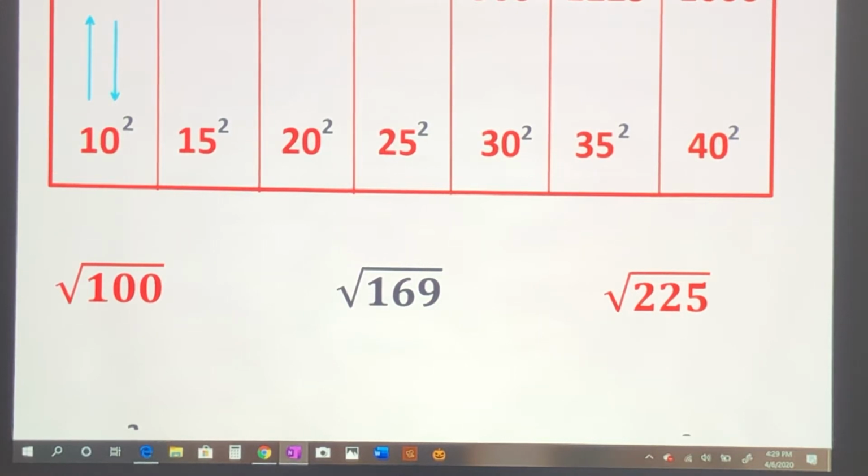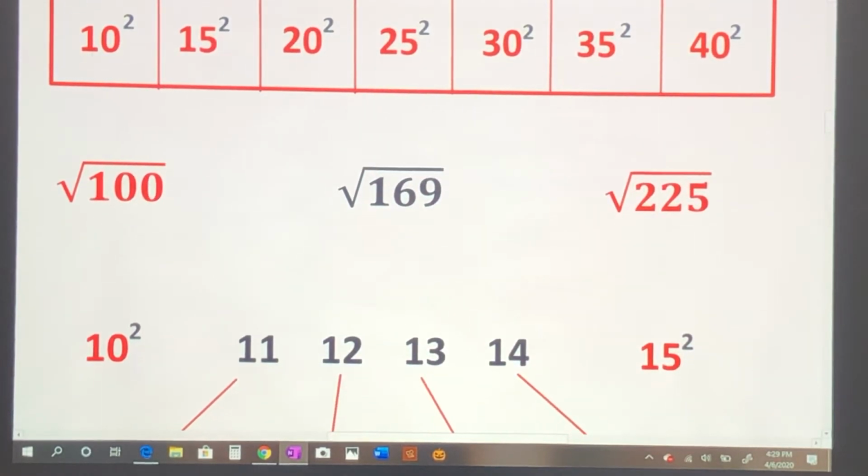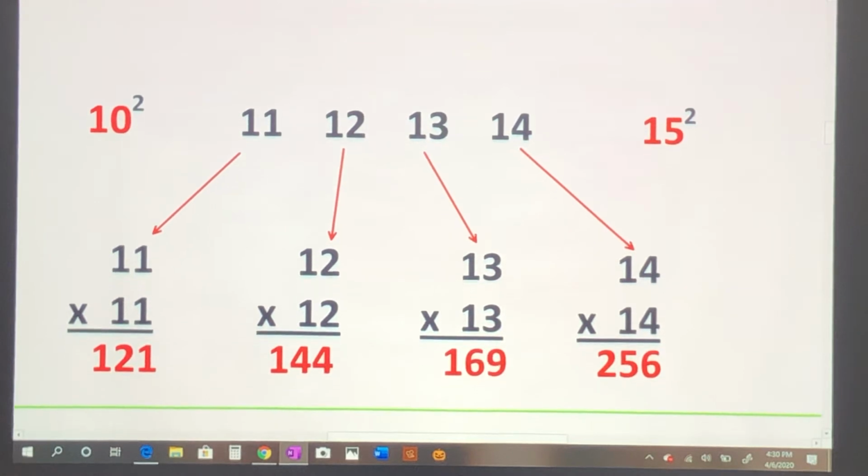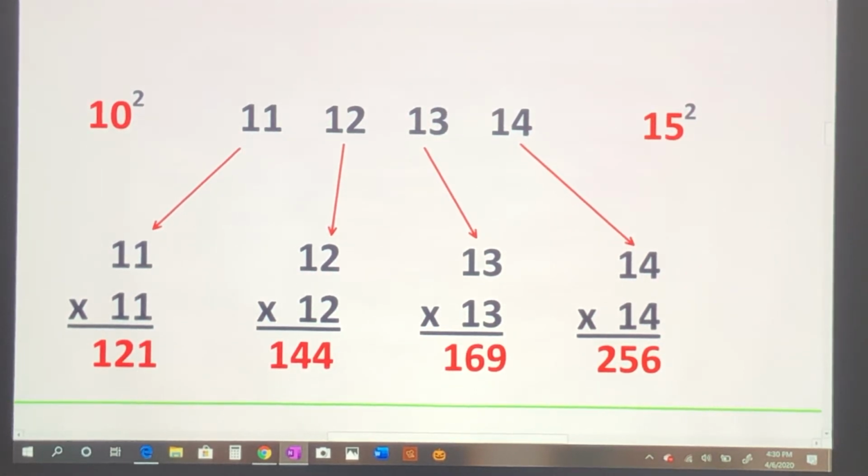So I'm going to take, in between 10 and 15, I've got 11, 12, 13, and 14. If it's a perfect square, it's going to be one of those four. Well, I know that 11 squared is 121. I know that 12 squared is 144. Some of you guys might have known that right off the bat. 13 squared is our answer, 169. And 14 squared is 256. We don't need that one. Once you get to here, there's your answer.